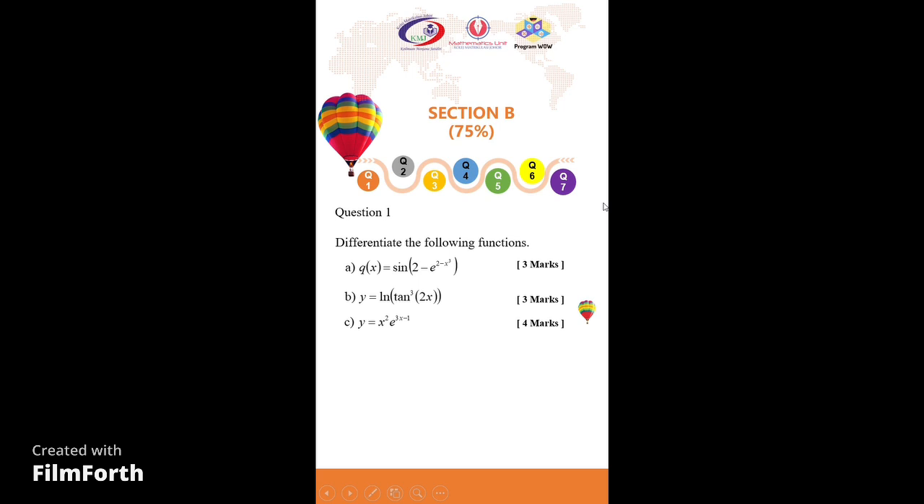Now we take a look at section B. So section B will cover 75% of the exam. So for question 1, you need to differentiate the following functions. So you have 3 functions to differentiate.